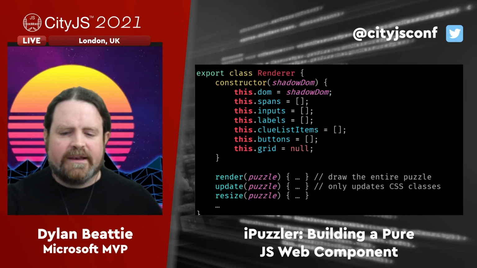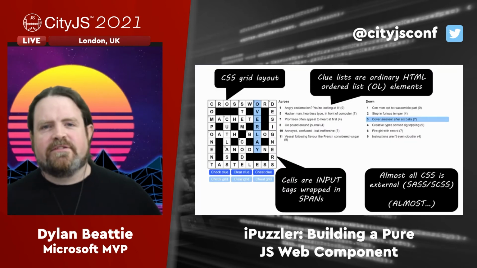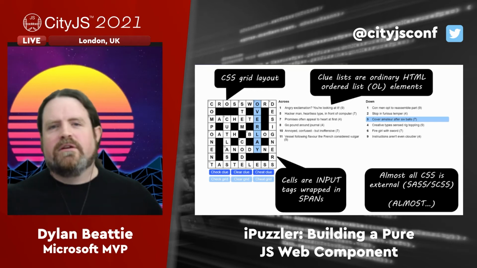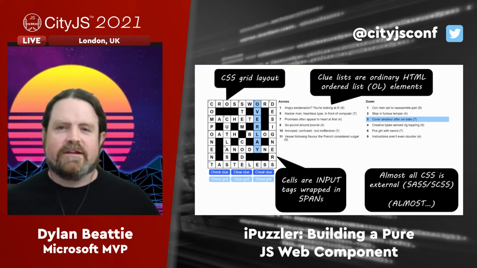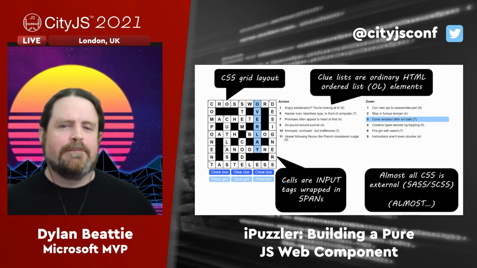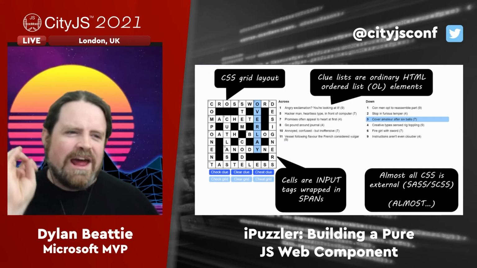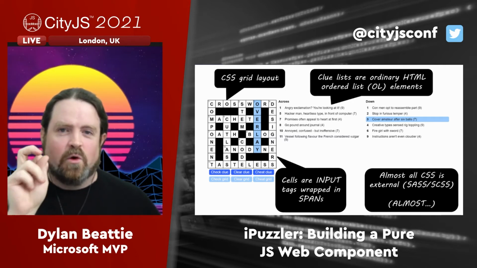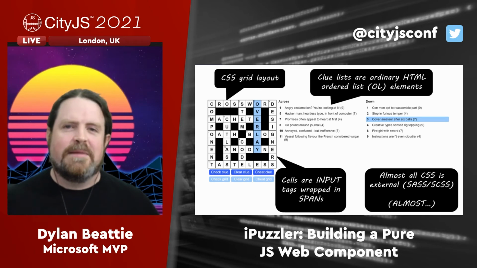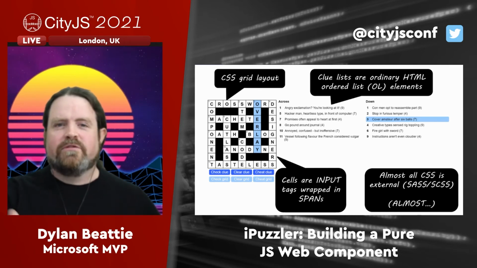In terms of the way the layout actually fits together, the puzzle itself is a CSS grid. The clue lists are HTML ordered lists. One of the fun things, they are ordered lists that don't go 1, 2, 3. If you look at this example here, the across clues go 1, 5, 7, 8, 10, 11. What I've actually done there is I'm keeping ordered list because that gives good semantics for accessibility and stuff. I don't let the browser draw the numbers for me.